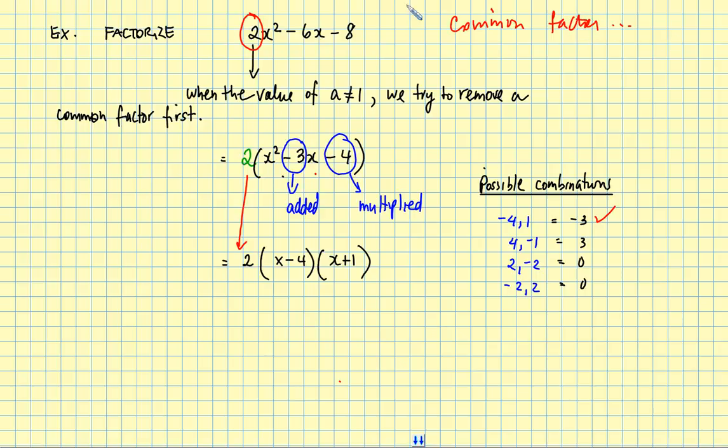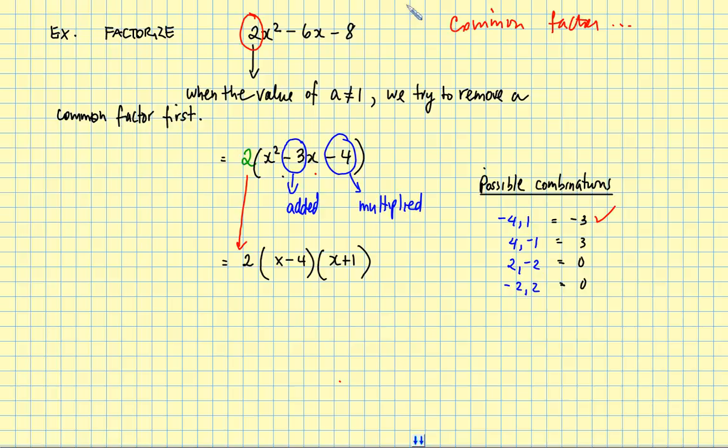So if we look at this example, 2x squared minus 6x minus 8, our value of a in ax squared plus bx plus c is not equal to 1. So what we do is we try to remove the common factor first. So I have 2 bracket x squared minus 3x minus 4. Now I leave that 2 on the outside of the parentheses, and I concentrate on factorizing the inside part. I'm looking for two numbers that multiplied together give me negative 4, but the sum of those two numbers gives me negative 3.